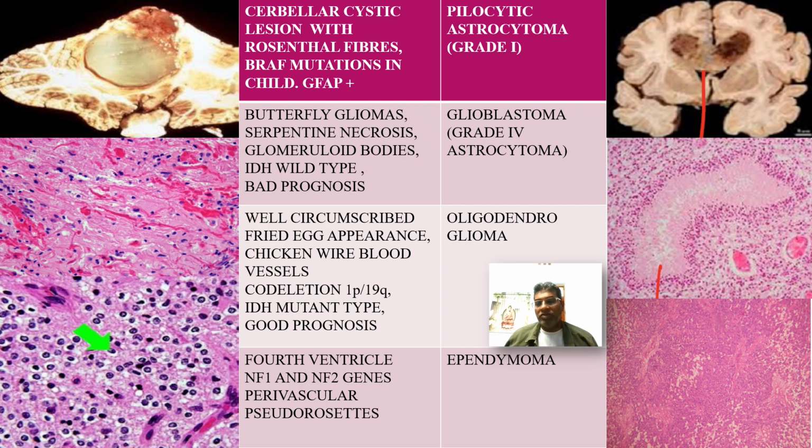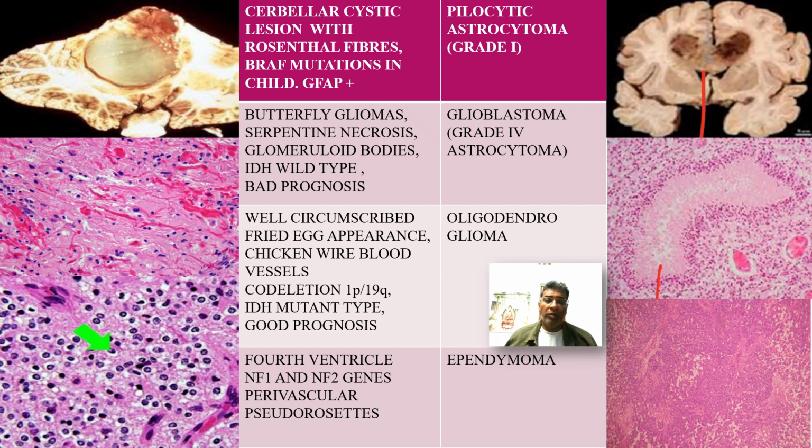Coming to grade 4 astrocytoma, that is glioblastoma multiforme, earlier called that, now it is glioblastoma only. These have butterfly gliomas, serpentine necrosis, glomeruloid-like bodies, and the mutations are of IDH wild type. They will have a bad prognosis.